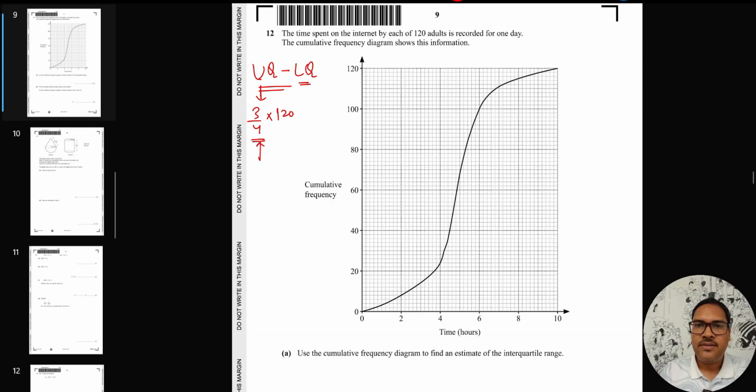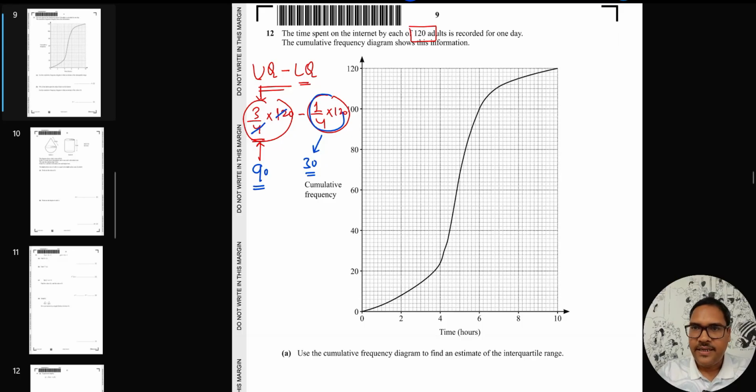And what is the lower quartile? You can see there are a total of 120 students. So 1/4 of 120. So we will find the data corresponding to this and corresponding to this. That will give you the upper quartile and lower quartile. So you can see this is 30 and 90. So that is corresponding to cumulative frequency 90 and corresponding to this is 30. That is the upper quartile and lower quartile.